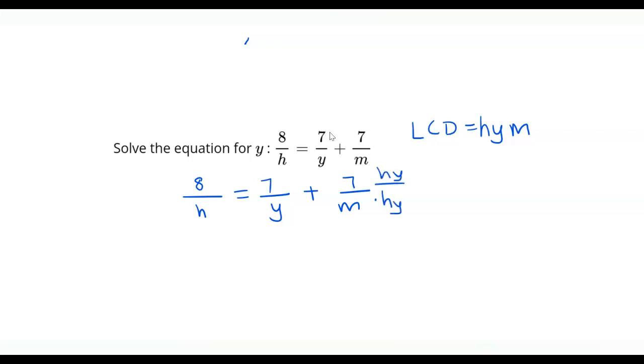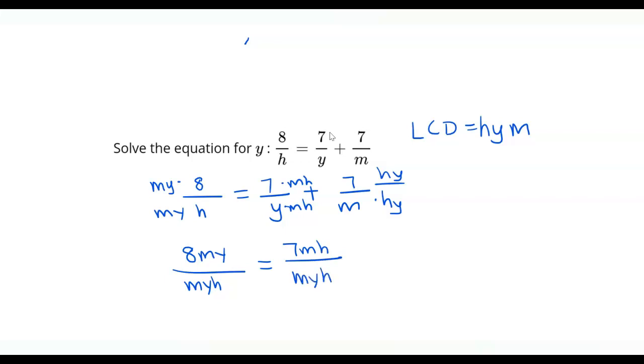So HY times HY, here we can do MH and MH. So we're really multiplying by 1. Remember, any number, so HY over HY, since it's a number over itself, it just equals 1, so it keeps the same value. And then this one will have MY and MY. So we'll end up with 8MY over MYH equals 7mh, and I'm going to just rewrite that order to myh. Remember, when you're multiplying, the order doesn't matter. And then plus 7hy times myh.